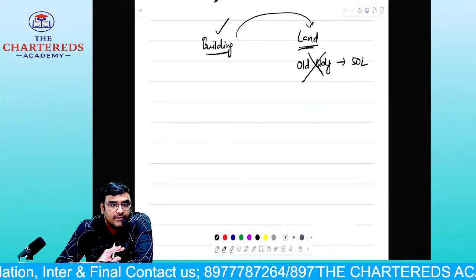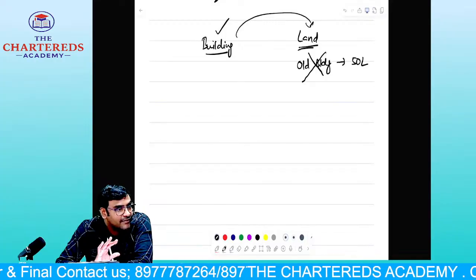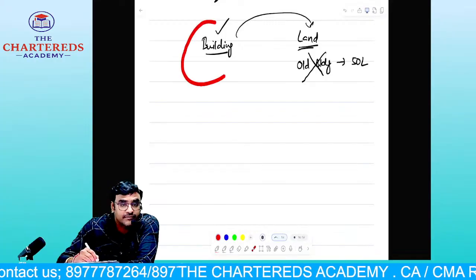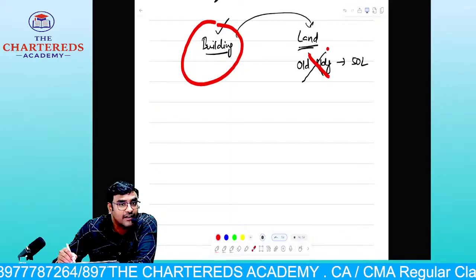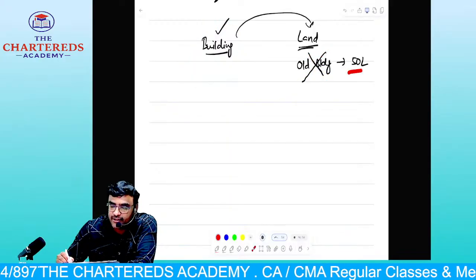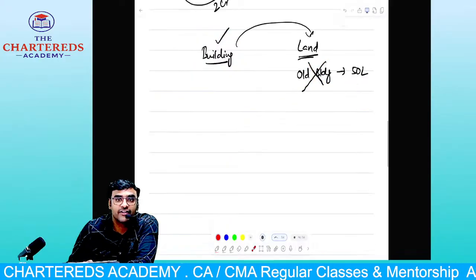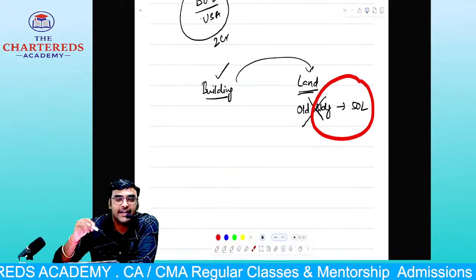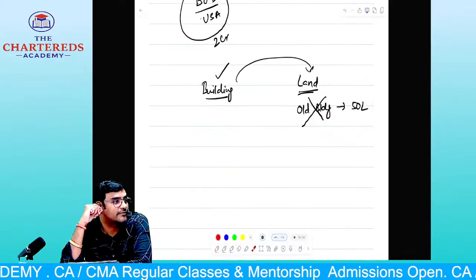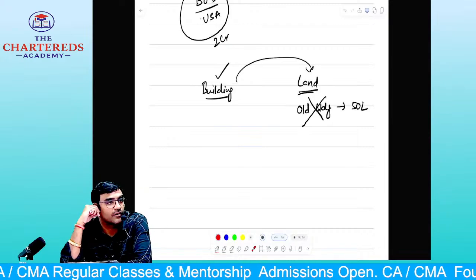అర్థమైందా? Real understanding? So to construct a new building, we have to demolish the old building. Old building demolish చేయడానికి 50 lakhs. Is the 50 lakhs a capital expense, or is the 50 lakhs a revenue expense? Why?